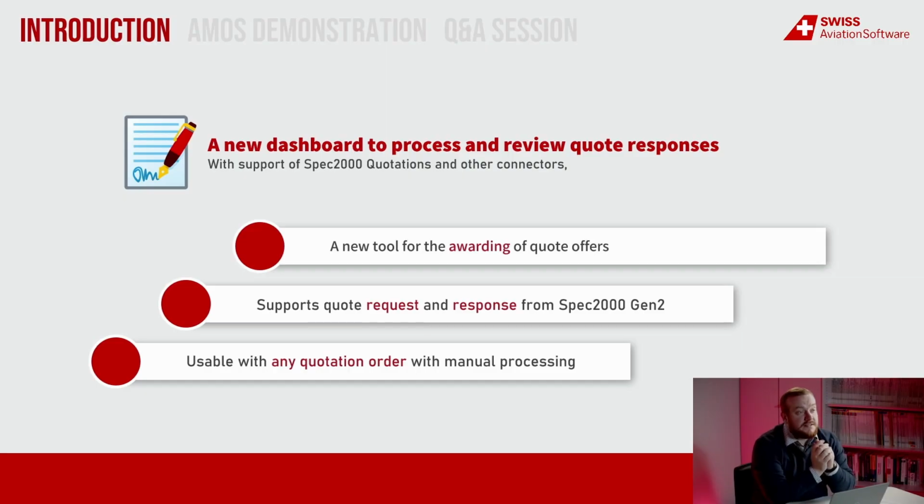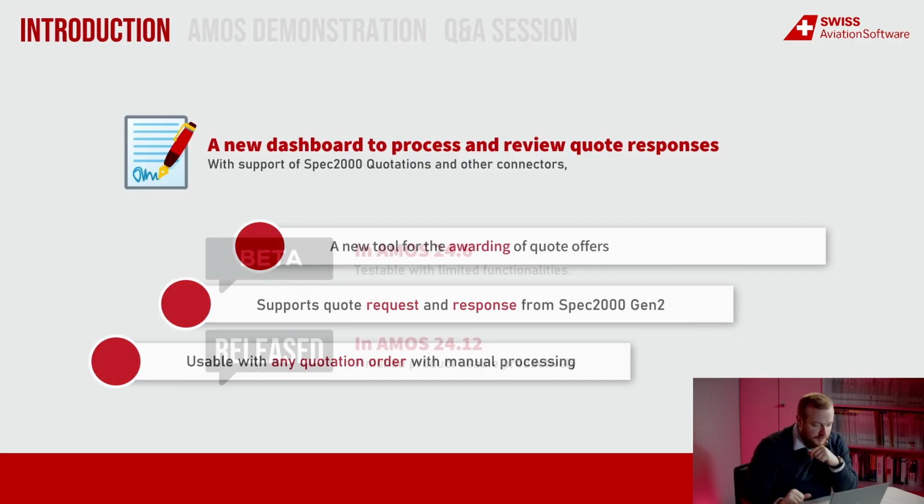It supports quote requests and responses from Spec 2000 Gen 2. This is a new specification from ATA for the procurement chapter, with many new features and business rules that are now fully supported in Amos for the quotation part. And this is a very important point: the dashboard is usable not only with Spec 2K Gen 2, but with any quotation order that you place in Amos, not only the ones electronically shared with your supplier. All of this will be mentioned again during the live demo in Amos.